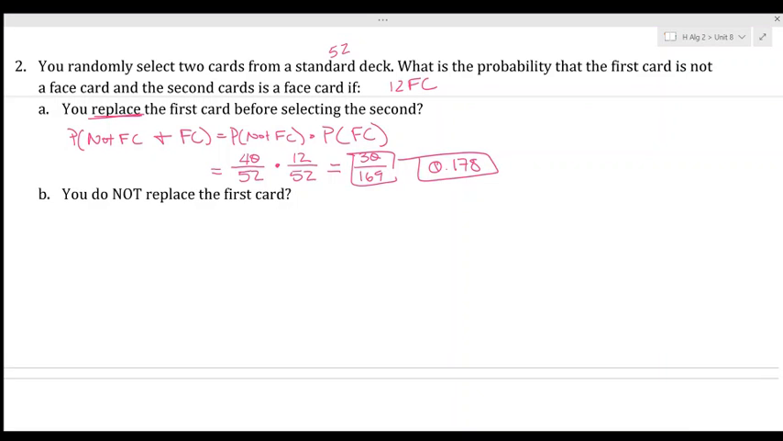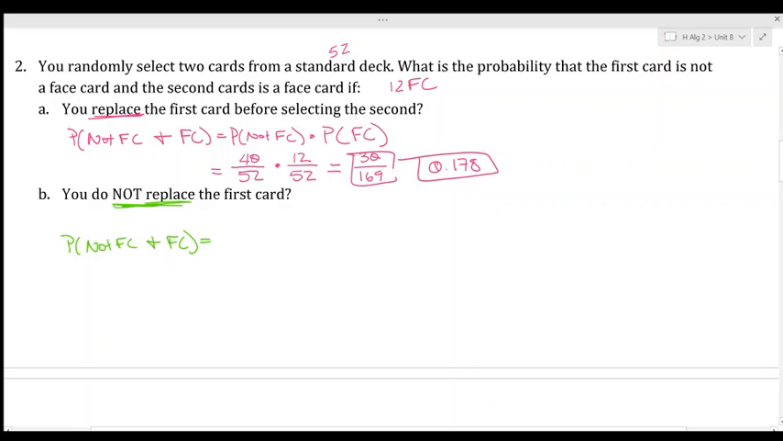Now let's look at number 2, letter B. You do not replace the first card, so this is a dependent event. Okay, so we get the probability of not choosing a face card and the probability of choosing a face card. But now our probability numbers are going to look different.